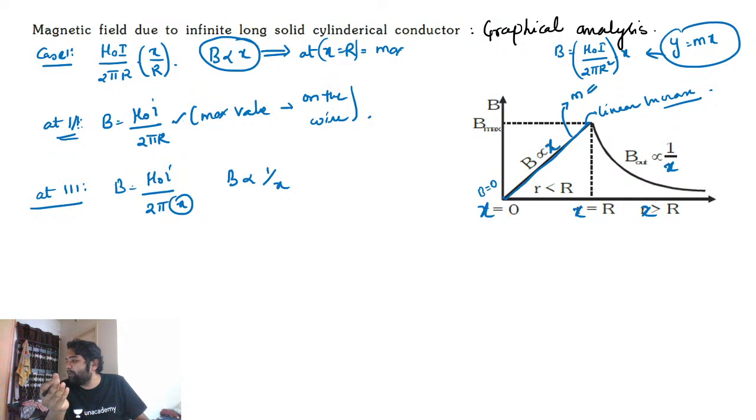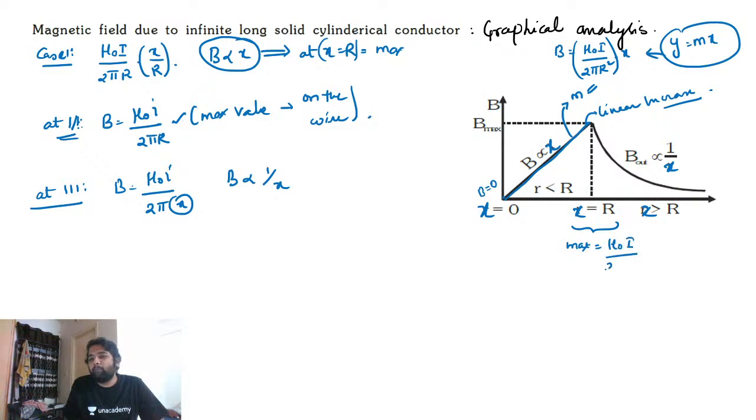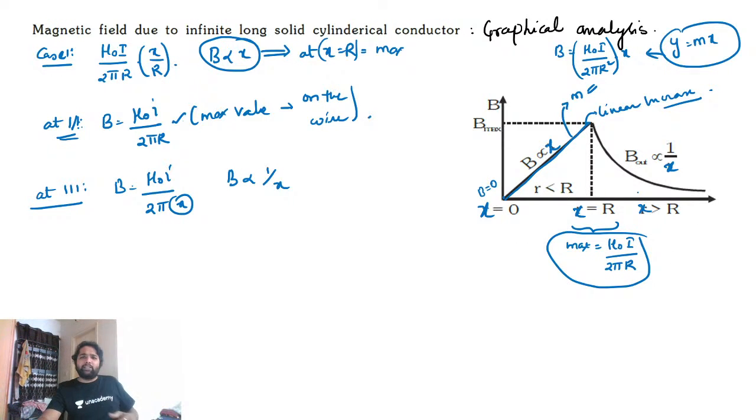So this graph that we have so far is always usable and it will remain the same throughout if you use Ampere circuital loop. Understood? So this graph, get used to it. We already know this. At x is equal to r, it has a maximum value and it is equal to mu naught I by 2 pi into r. And from there it will start reducing because x will keep increasing, and x is greater than r. That's it. So this is about this.